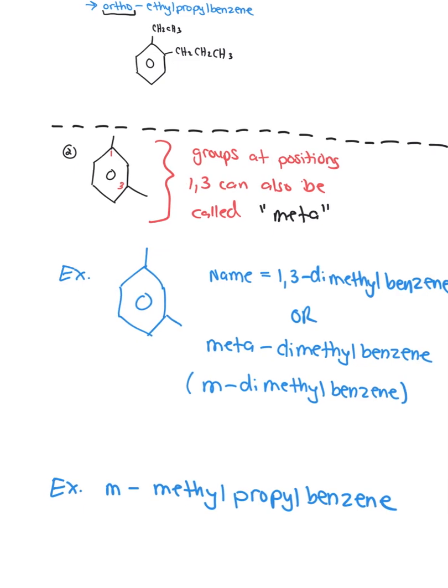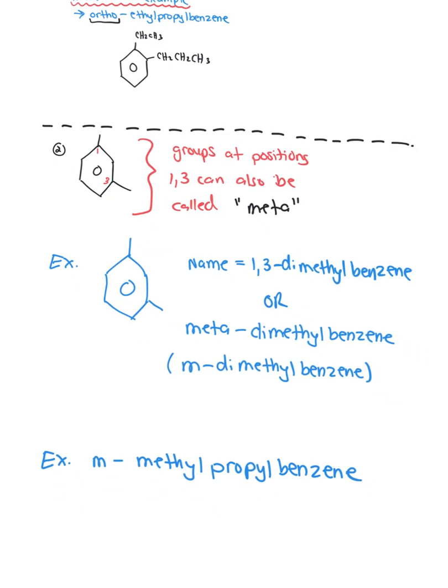If we do have a 1-3 position, we can call this meta. So we don't have to label the 1-3, we can just assume it's a meta position. So if we look at our example, I have 2 methyl groups on carbon 1 and carbon 3. And so this could be called 1,3-dimethylbenzene, or our new name could be meta-dimethylbenzene. Sometimes, again, they label it with just an M and say M-dimethylbenzene. All 3 of these names are the same.